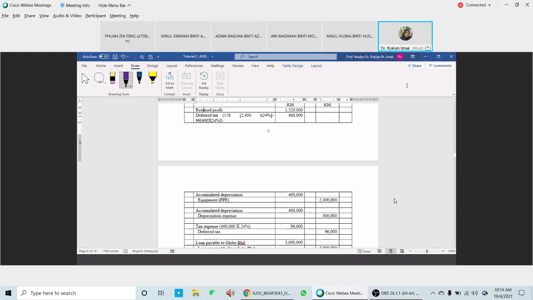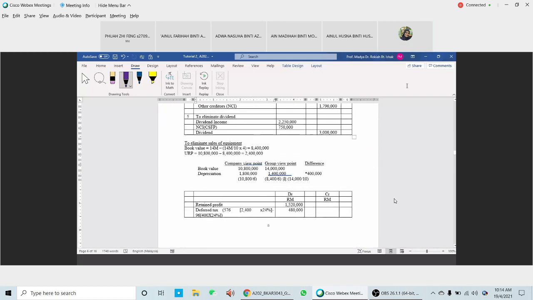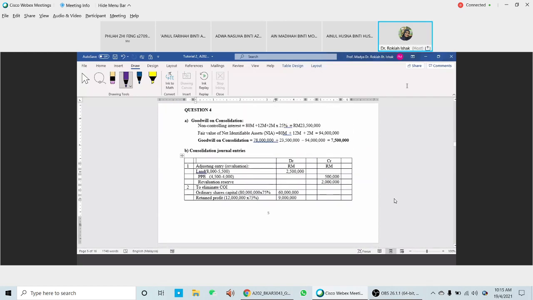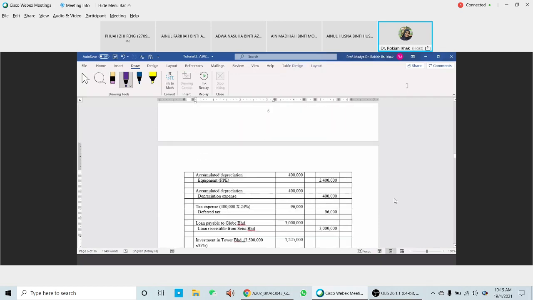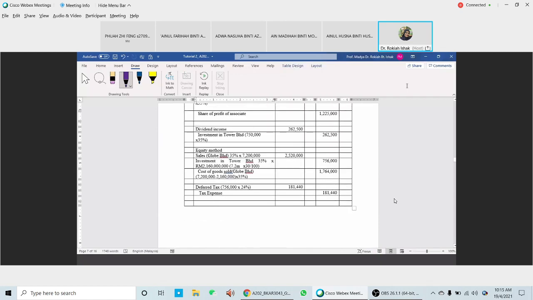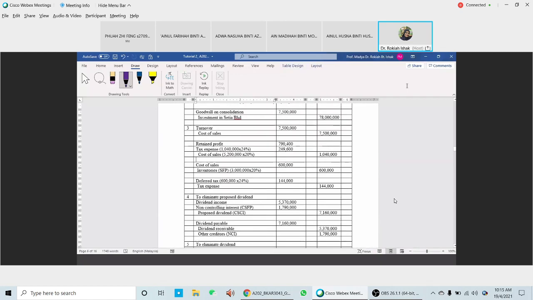790. Can't remember which one is your journal entry? Wait, where is the journal entry? So this one, Nara, the 790 here, we debit RE. So once you debit your RE here, it means that you need to minus here, because we debit RE should be credit, isn't it?